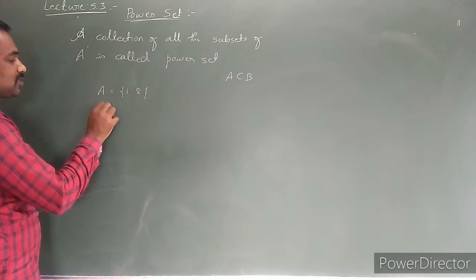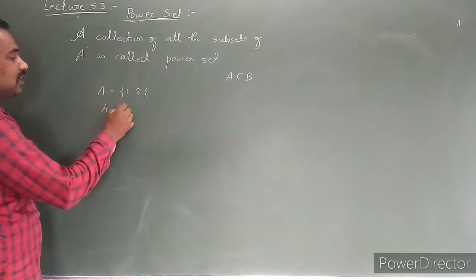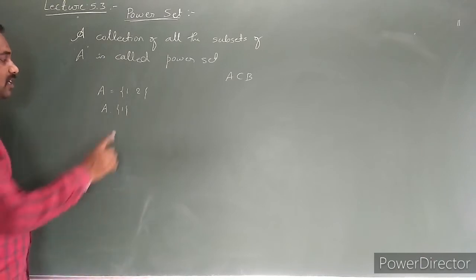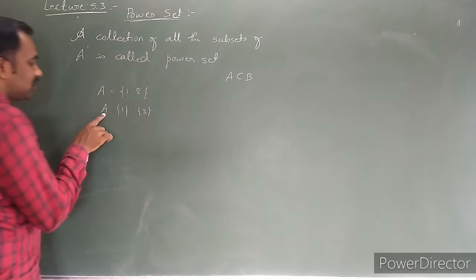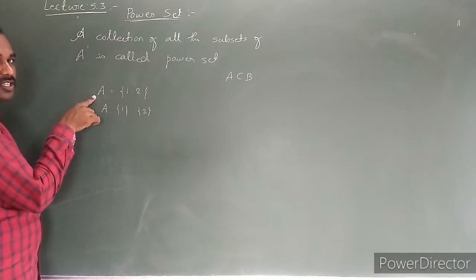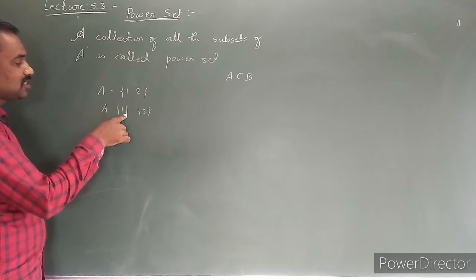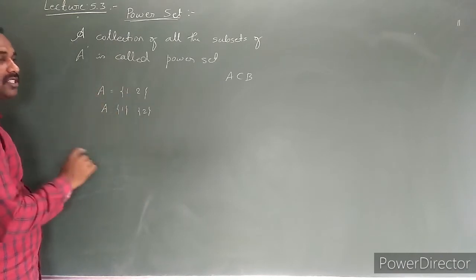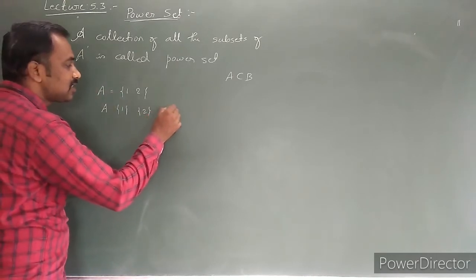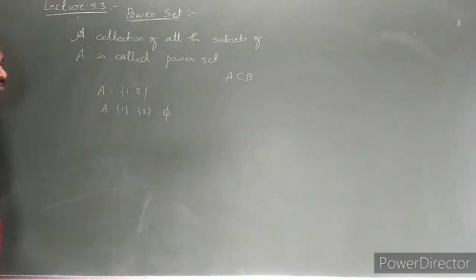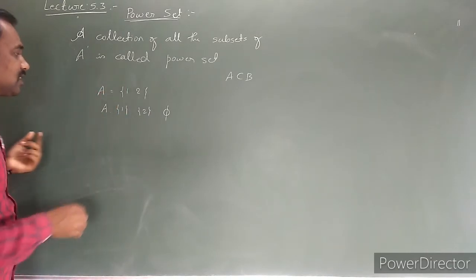A is a subset of itself. It is one set. And the singleton set {1} is a subset of this set. Singleton set {2} is a subset of this set. Observe that A is a subset of A; all the elements of A must be present in here. This set is a subset of this one. Yes, 1 is present. Yes, 2 is present. And as well as the null set is also a subset of the given set.